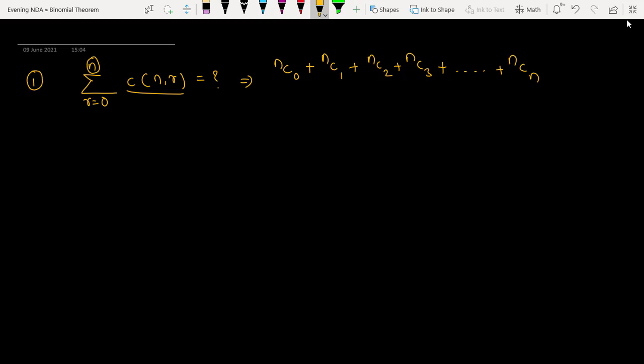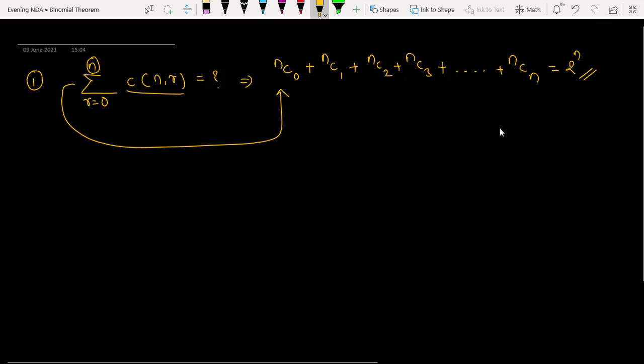So this is nothing but the expansion of this summation symbol. And you know that the sum of all the binomial coefficients, from nC0 to nCn, is always equal to 2 raised to n. So this was the question in your 2016 paper. Now let's see the next question.